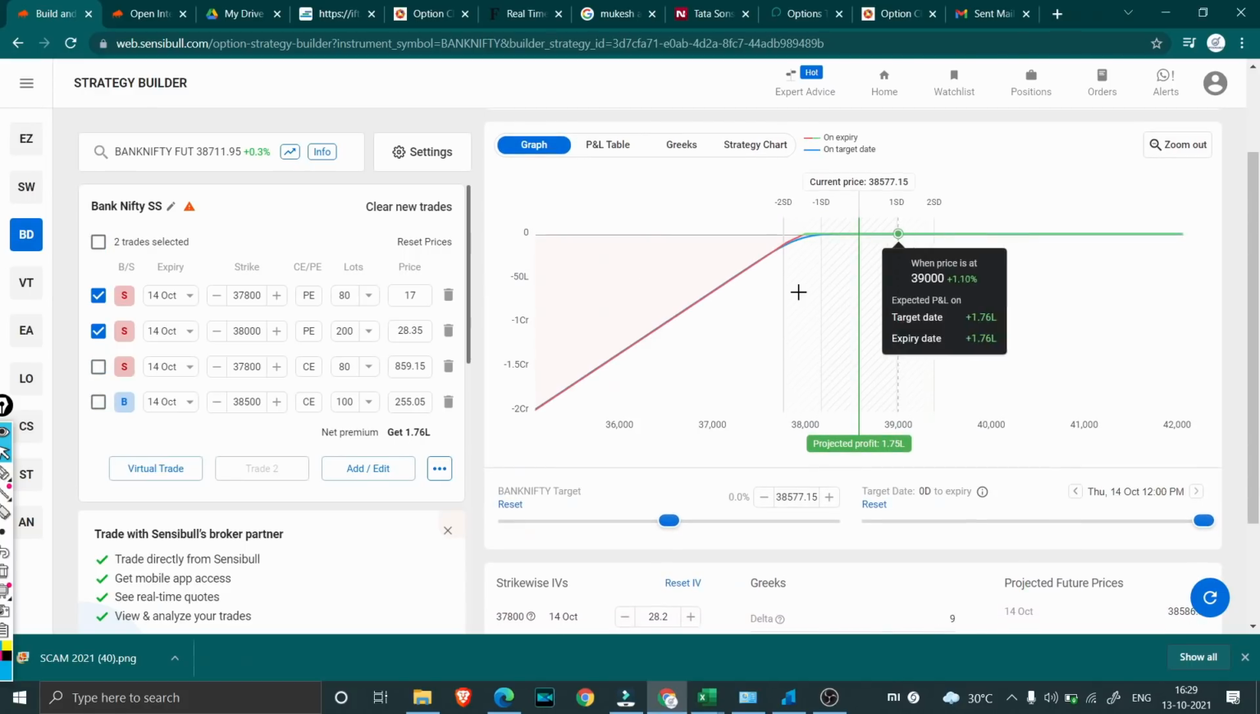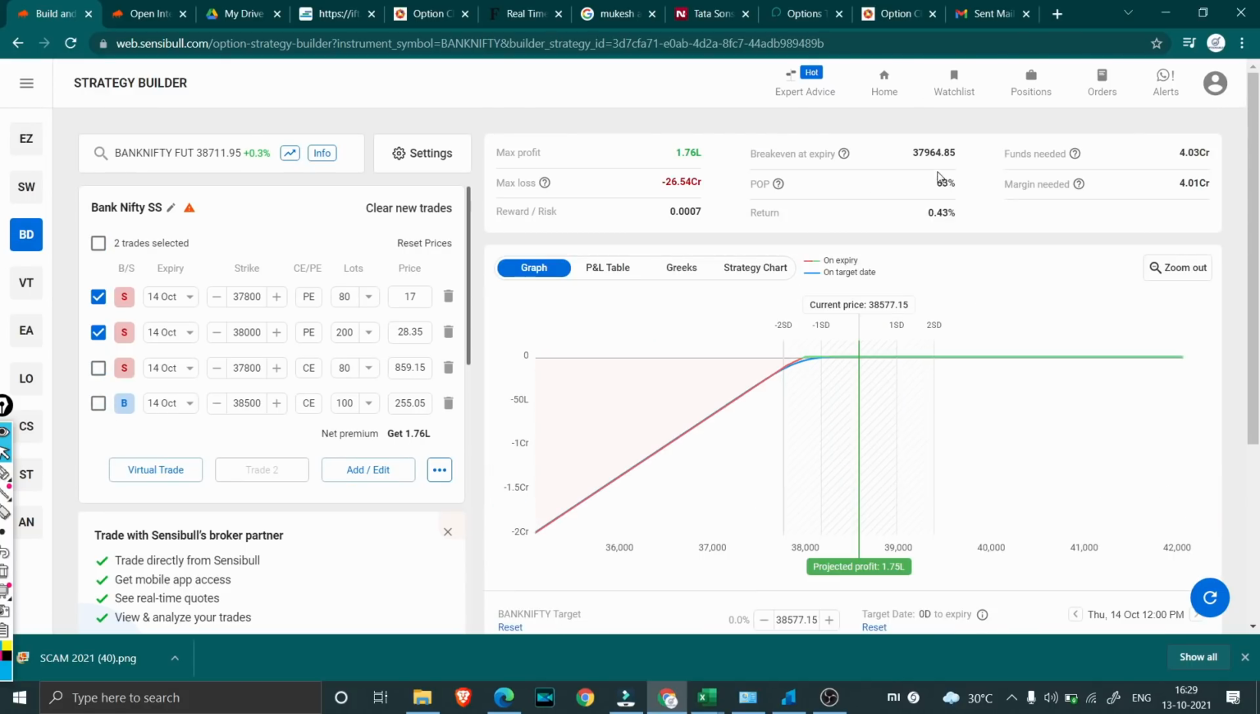So right now we only hold put legs where our break even is going to come slightly below 37,965, and anywhere on the top of that is going to give us a profit of close to 1,76,000. This we are sure to realize as long as Bank Nifty is staying above 38,000, and that is what we expect from Bank Nifty also. We expect Bank Nifty to hold 38,000 for tomorrow.